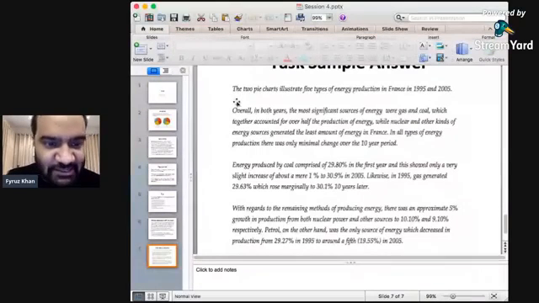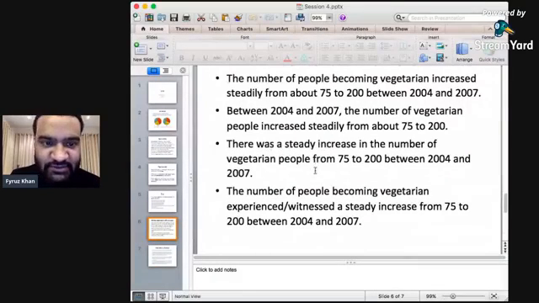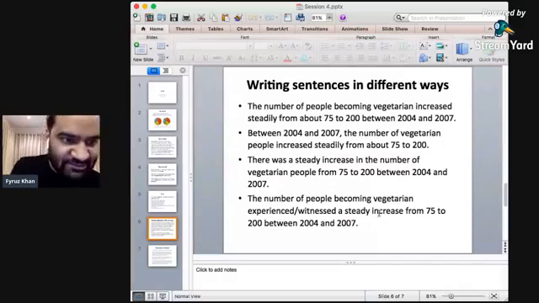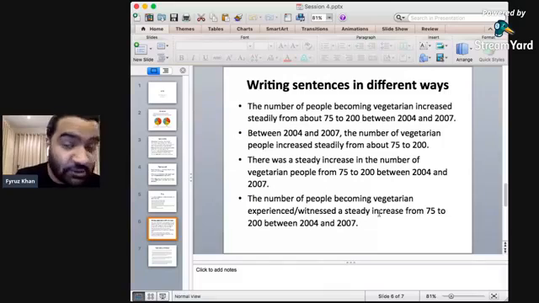So let's start. Before starting again, I want to talk about a few things. This particular slide, if I zoom out a little bit, you can see, is about writing sentences in different ways. I'm tackling the challenges because I've been teaching IELTS for a very long time. I've been teaching IELTS continuously for the last 5 years.